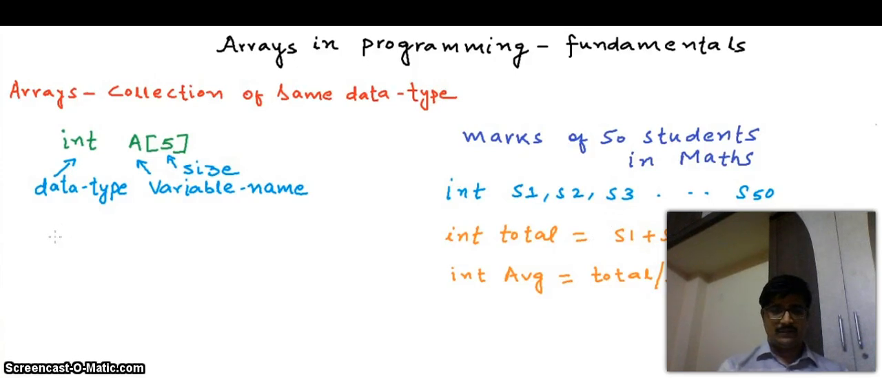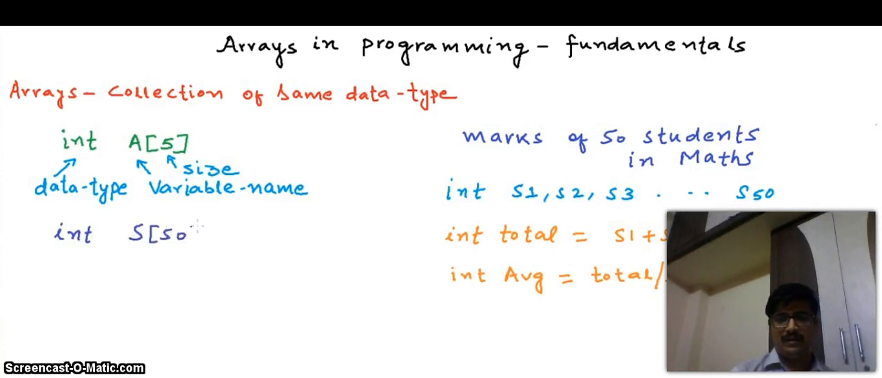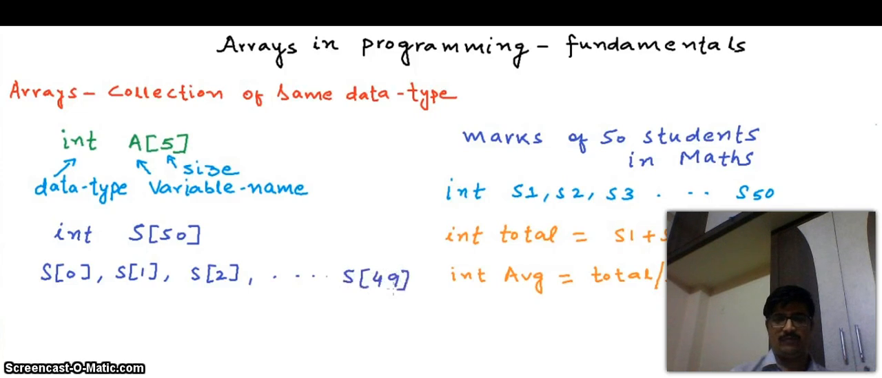So in this case, we declare an array. Let's say we declare an array with size 50, and this is an array of integers. Now in this case also I have 50 different variables, and I access them as S of 0, S of 1, S of 2. We start at the index 0 and we go all the way till index 50, like in fact 49.